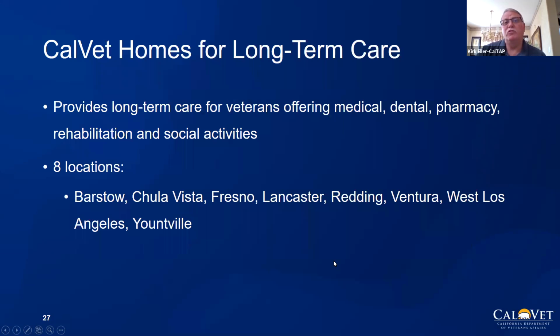Our Calvet homes for long-term care for our veterans. We have 8 homes throughout the state of California. They provide long-term care, offering medical, dental, pharmacy, and rehabilitation services, as well as social services for our veterans at the homes. I know they've been working on getting them all immunized and back into social activities. So they're really good programs. The locations are in Barstow, Chula Vista, Fresno, Lancaster, Redding, Ventura, and West LA, and then our one up here in Northern California in Yountville.